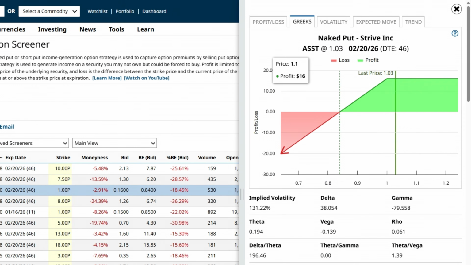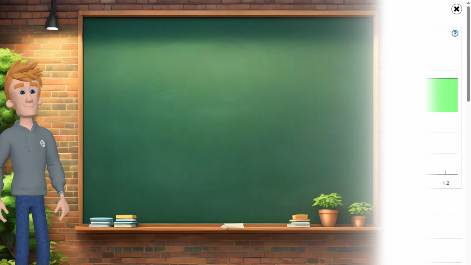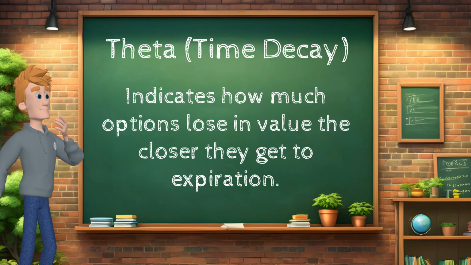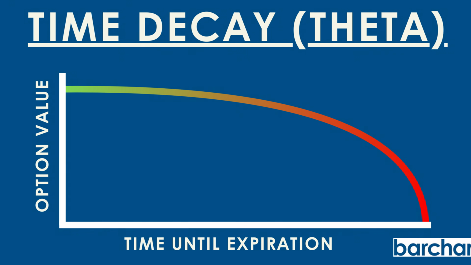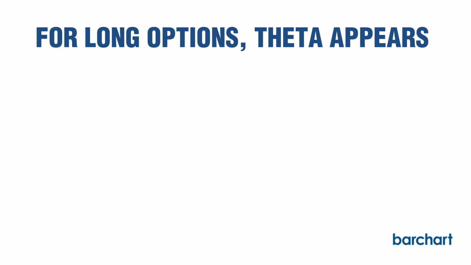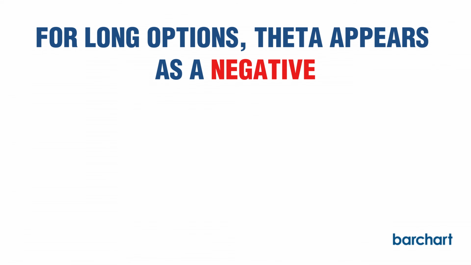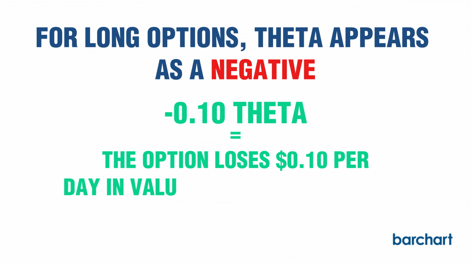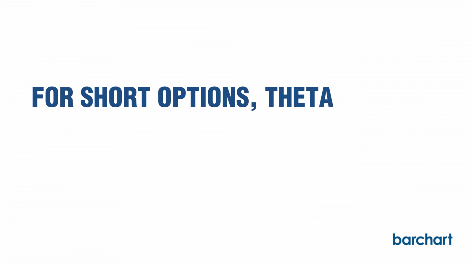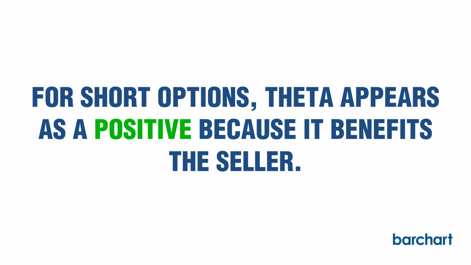In the Greeks tab, you usually want to keep your eye on delta and theta. Now, I've already covered delta, but theta is equally important as it indicates how much the option will lose in value each passing day, assuming everything else stays the same, including the underlying security price. This is also known as time decay. For long options, theta appears as a negative number because the option loses value every single day. For example, a theta of negative 0.10 means the option drops about 10 cents per day if the underlying doesn't move. But for short options, theta is positive because the effect benefits the seller.